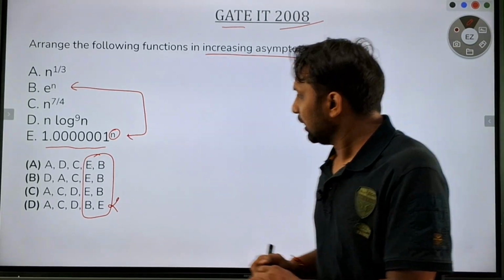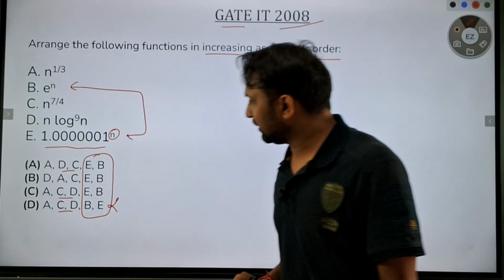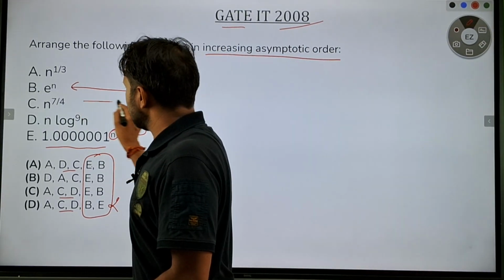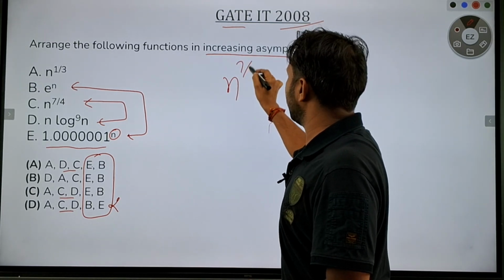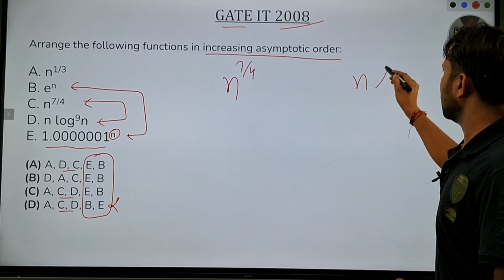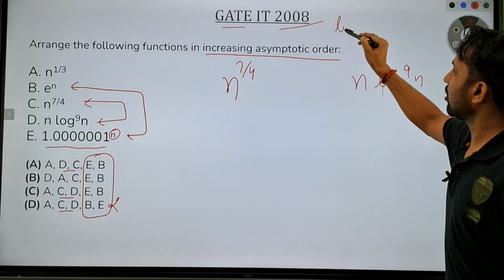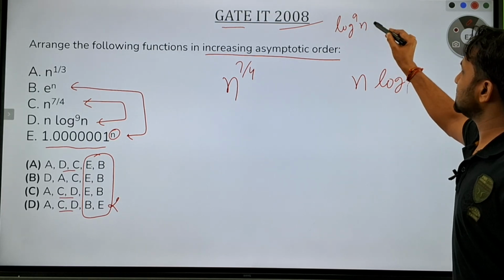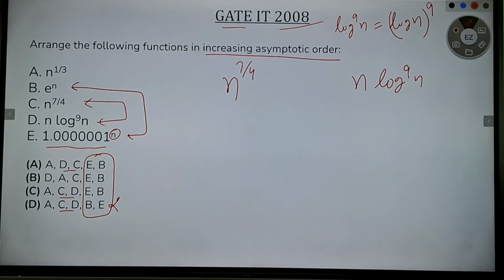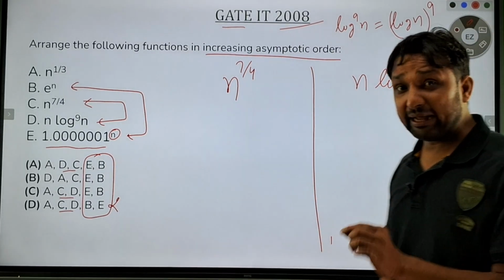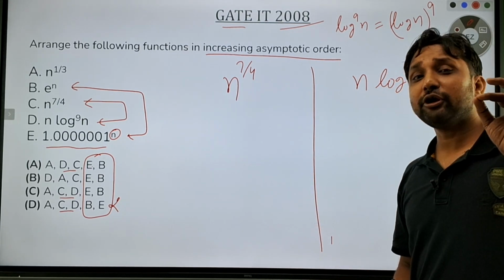Now most of the time you are comparing C and D. So let me compare C and D. C is n power 7 by 4 and D is n power log n, and log of 9 power n is the same as writing log n power 9. So both are the same thing. I want to compare these two now. Whenever you are applying the informal method, first you need to remove the common term.